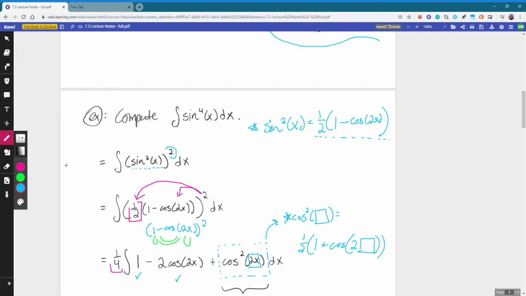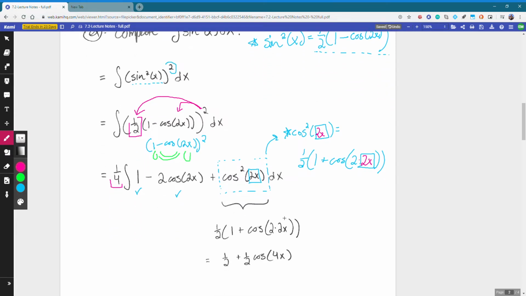But here, what's actually going to go inside this box is 2x. That's what we have. And so on the right-hand side of our formula, we'll have 2 times 2x, or cosine of 4x at the end of the day. All right, and so here's us working through that, and then I've just distributed the 1/2 to each of these pieces. And so this is what our blue box becomes.